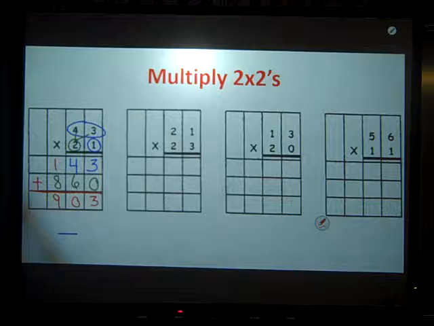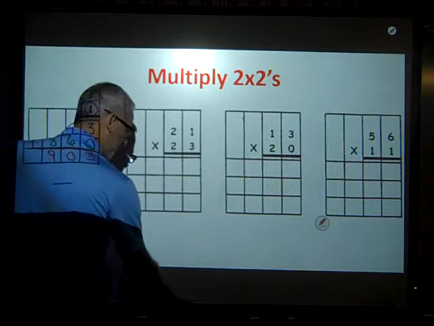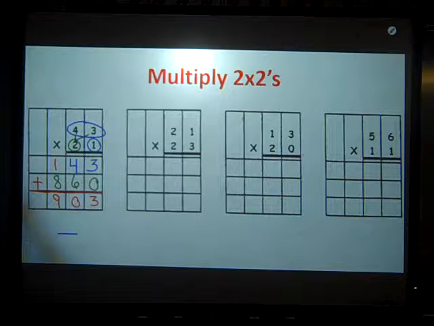Lots of opportunities for those little mistakes, right? We can't make those little mistakes. We have to be careful, okay? Let's not make those little mistakes. All right, look at the second question.